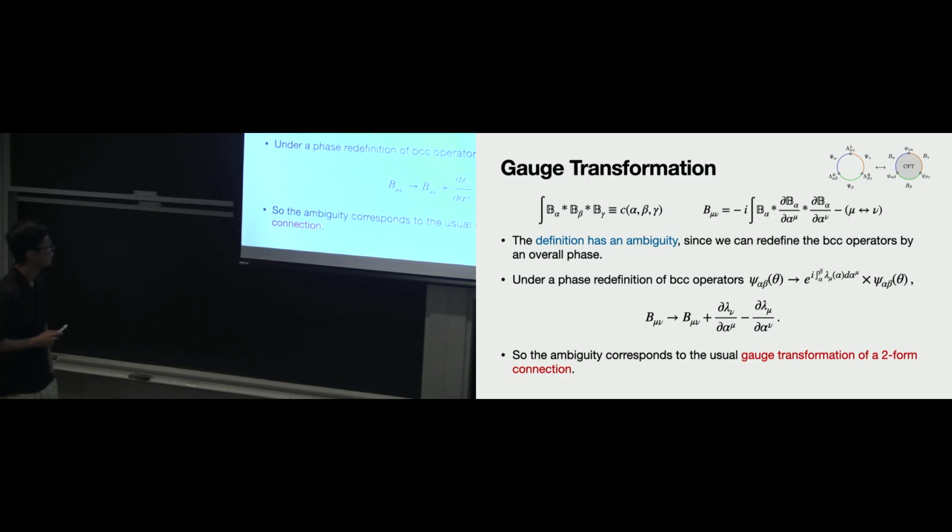in fact, has a little bit of an ambiguity, which is that the definition was based on this disk correlation function. And in defining these BCC operators, I have the freedom to redefine their overall phase factors by an arbitrary U(1) factor. In view of time, let me not get into too much detail, but under certain assumptions, you can show that these phase rotations of BCC operators, in fact, translate to the usual gauge transformation of the two-form connection by some one-form gauge parameter lambda.